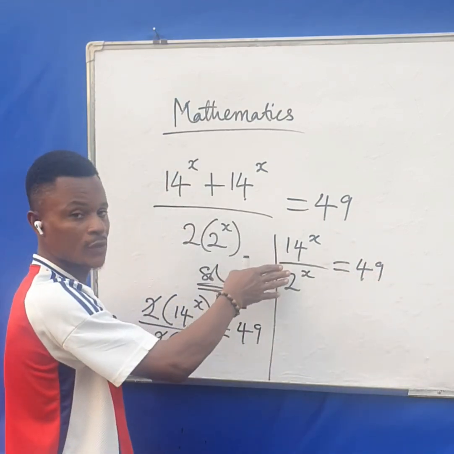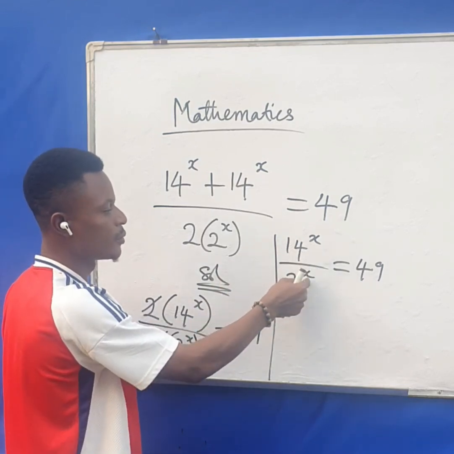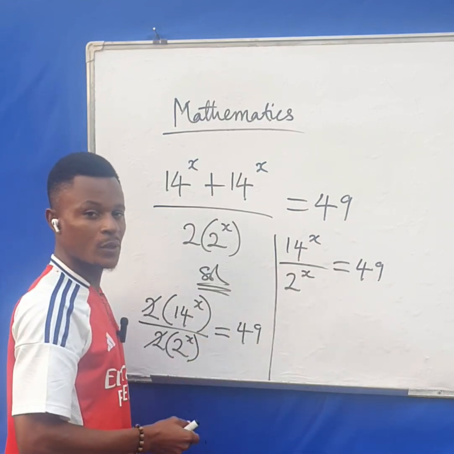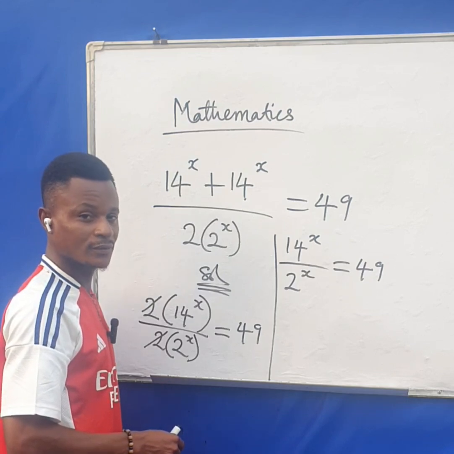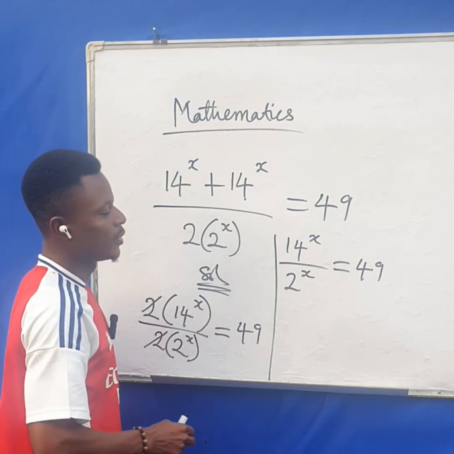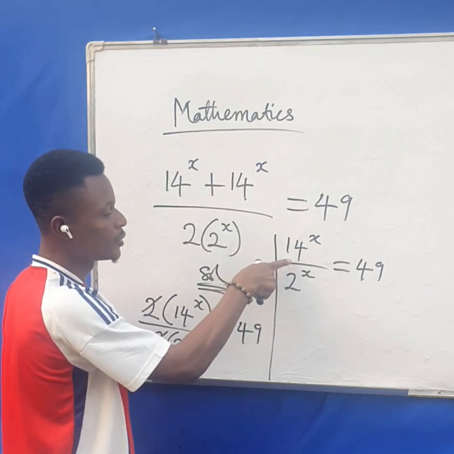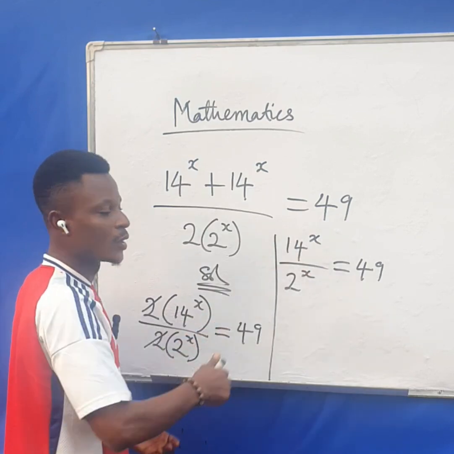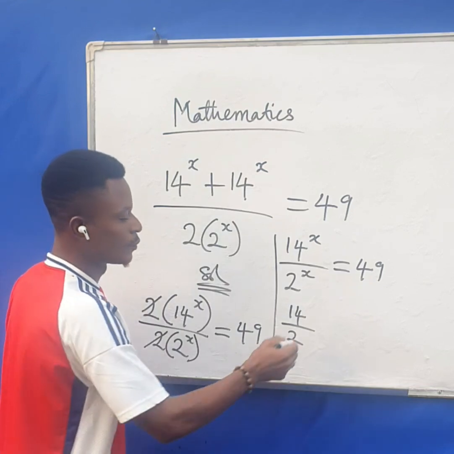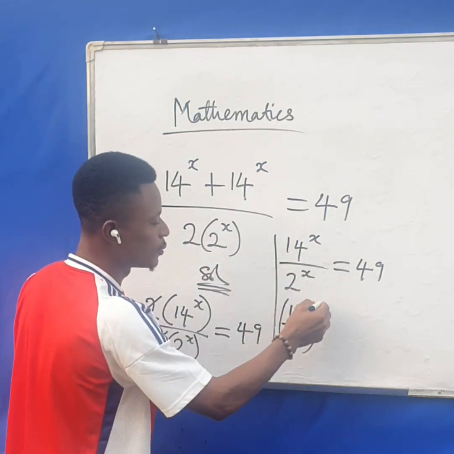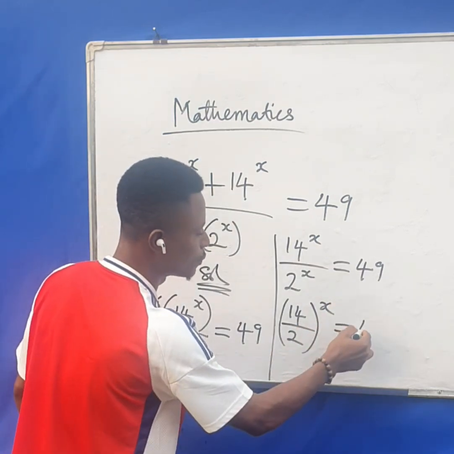Now, if you look at the left-hand side of the equation, you notice that both the numerator and the denominator have the same power. Because they have the same power and we have division here, we are going to apply something called quotient power law of indices. According to quotient power law of indices, anytime in a fraction the numerator and the denominator have the same powers, we should simply write the fraction just the way it is, 14 over 2, and then we should raise them to their common power, then equal to 49.